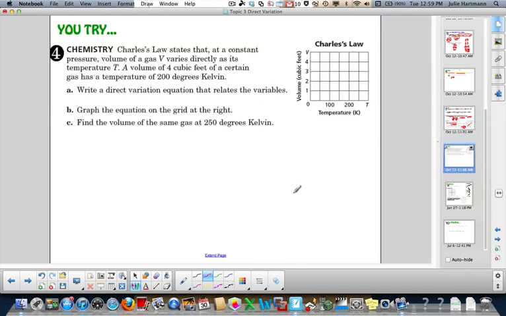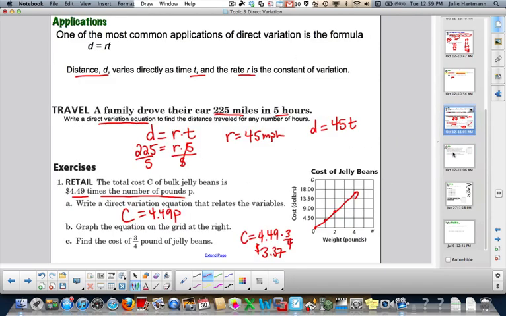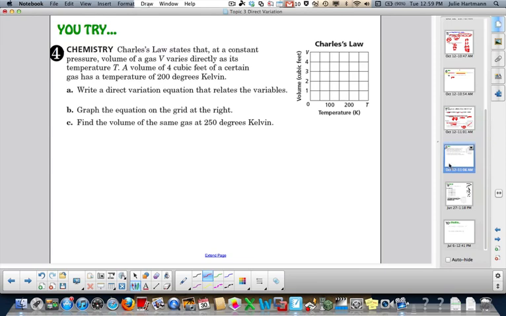Let's look at another one. Oh, that's where you try. Alright, that's it. Go ahead and try this one. I had one more, but apparently I was wrong. Go ahead and try that one, and we'll go over that tomorrow.